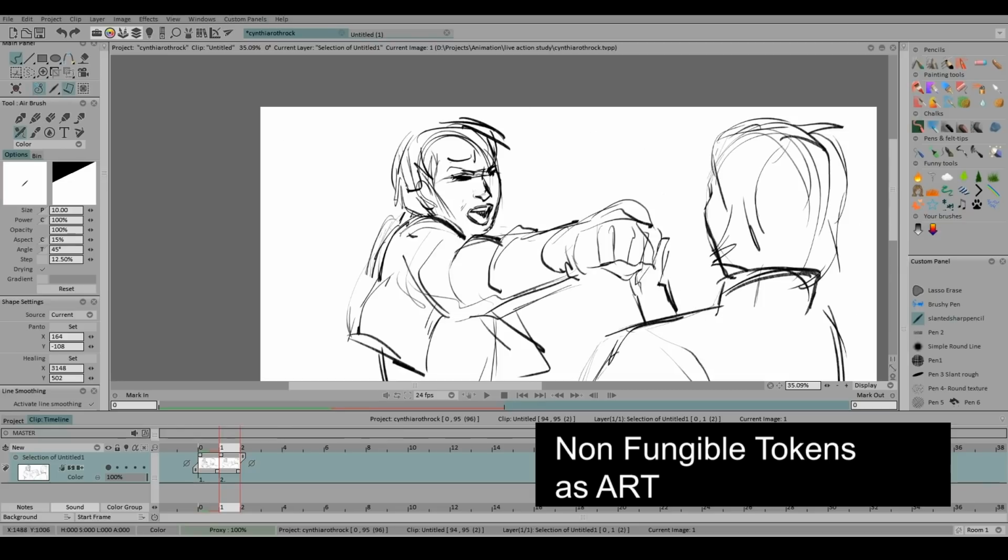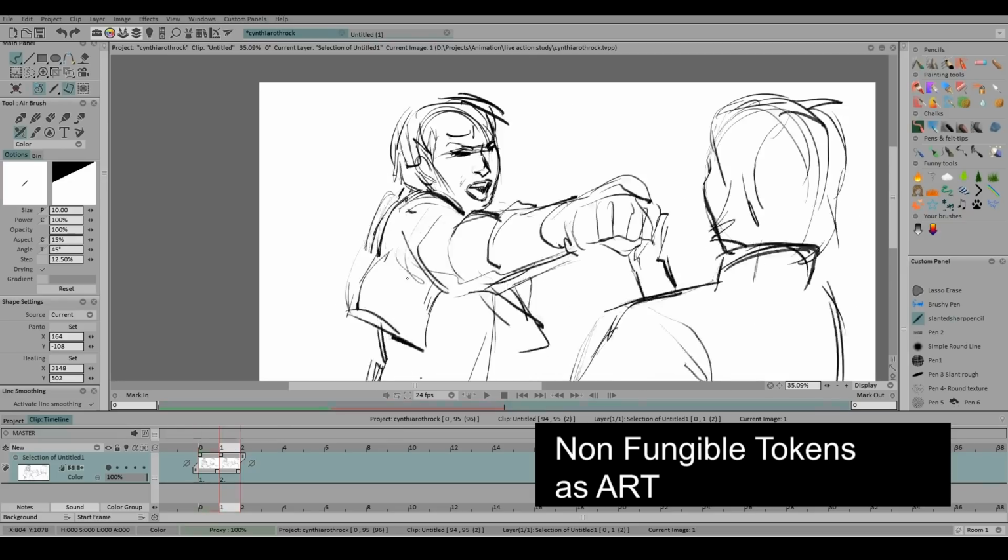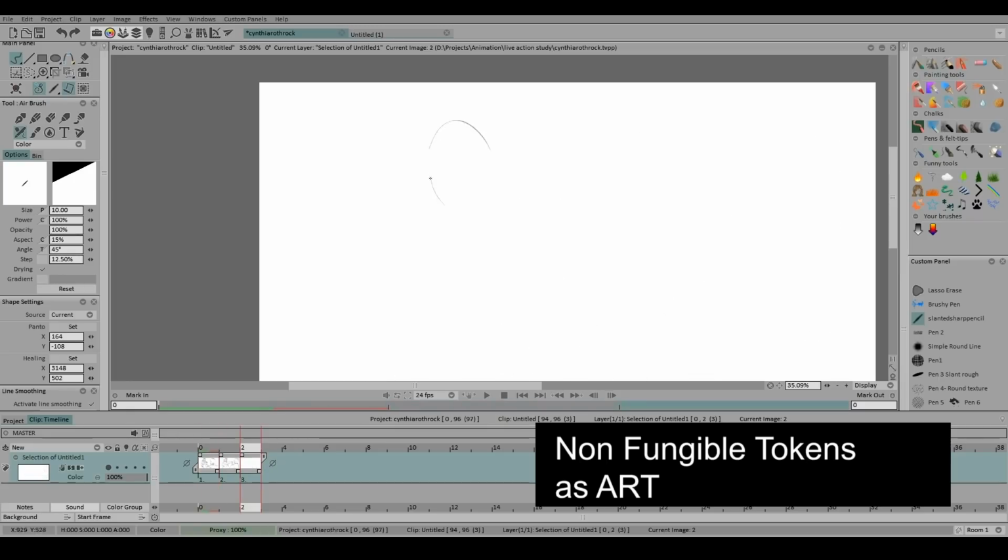So I think the best way to sort of talk about this is kind of like trading cards. Imagine real life trading cards where you have a super rare card in your collection and it came from the factory and it was signed by the original creator of those cards.